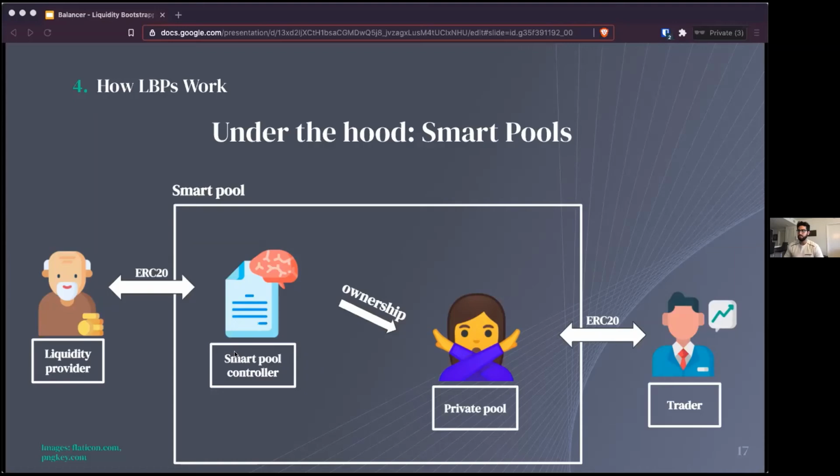Now, one thing that's cool about smart pools is that since they are controlled by a smart contract, that smart contract can reach out and receive information from anywhere on the Ethereum network and act based on that information. So these types of pools can be used in so many different ways. We're seeing more and more use cases all the time, which is pretty exciting stuff.